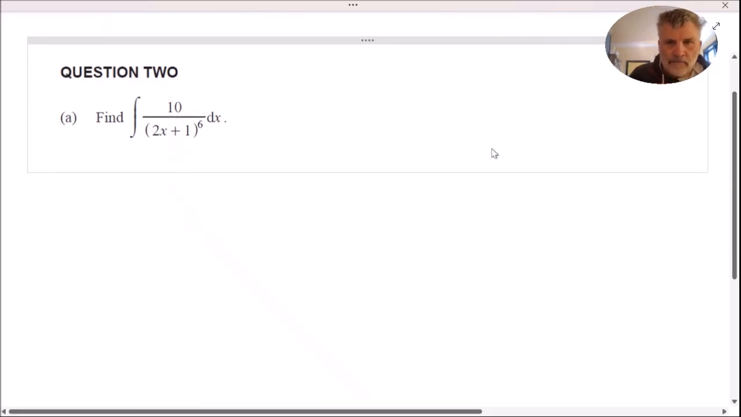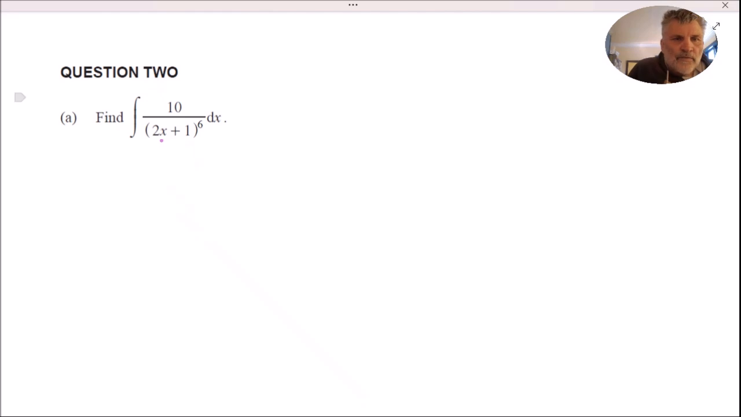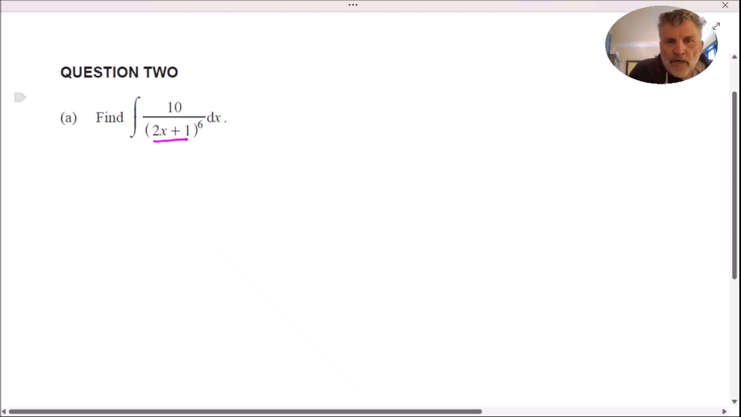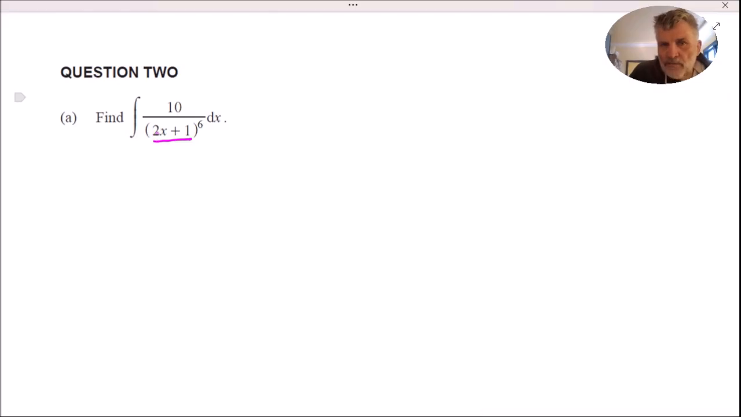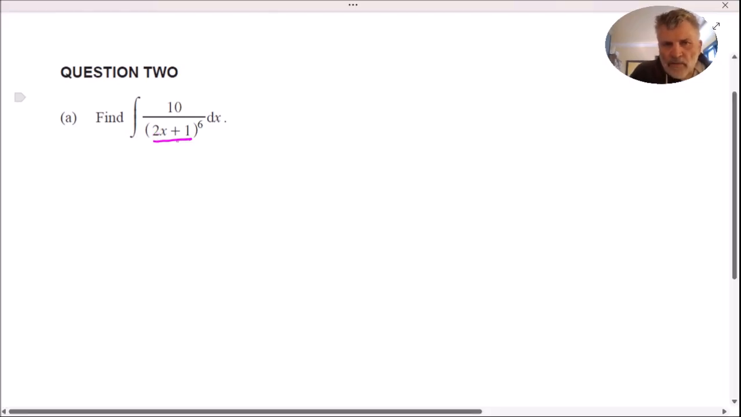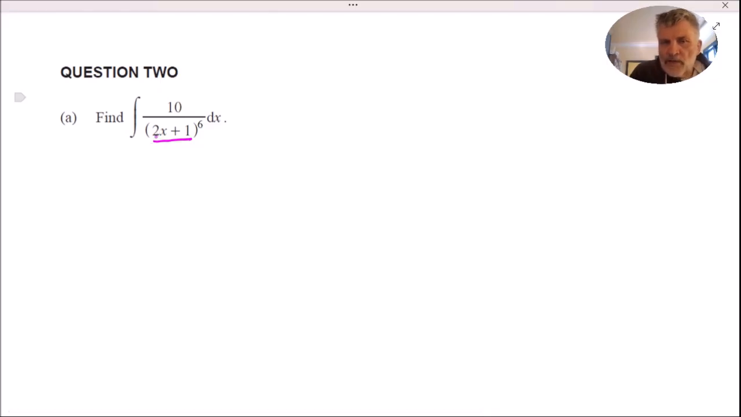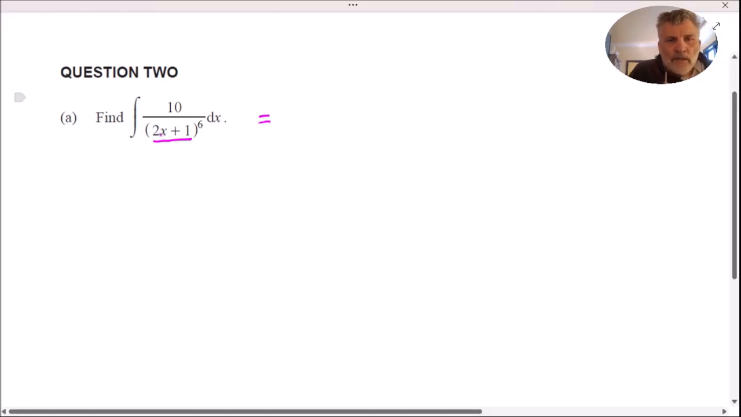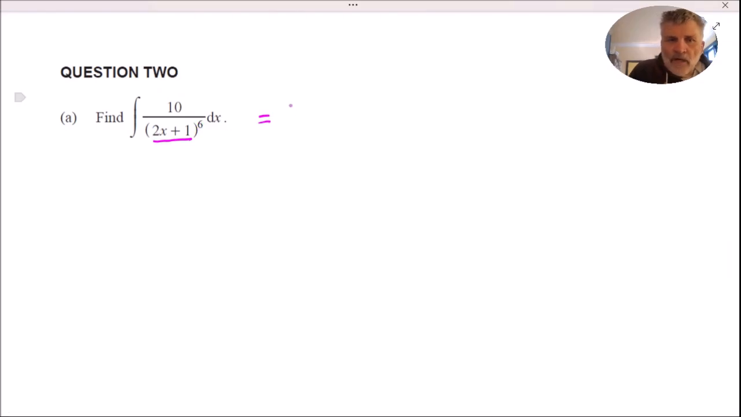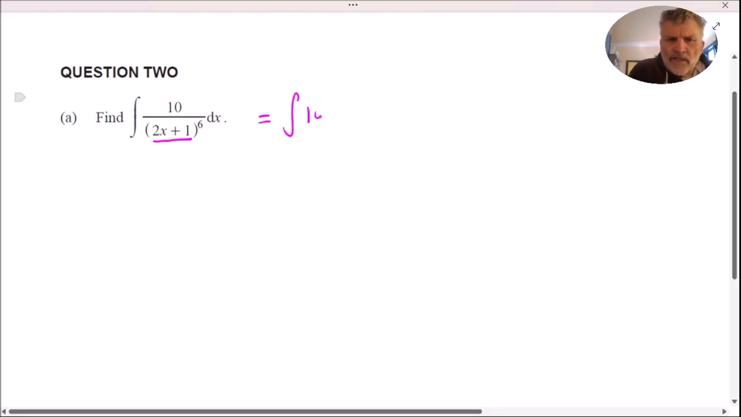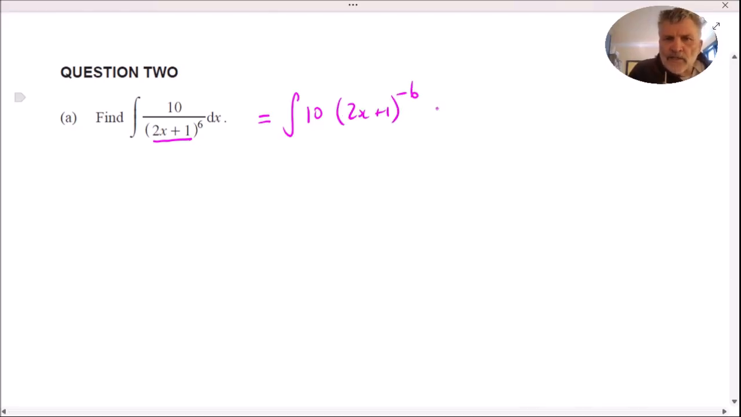Question 2. So again, using the rule that I looked at before, this is a linear term, so you can just treat this as one variable and just divide by 2 at the end. So to do this integral, it's something to the power of negative 6. It's on the bottom. If you wanted, you could write that out. So you could write it as the integral of 10 (2x plus 1) to the power of negative 6 dx.